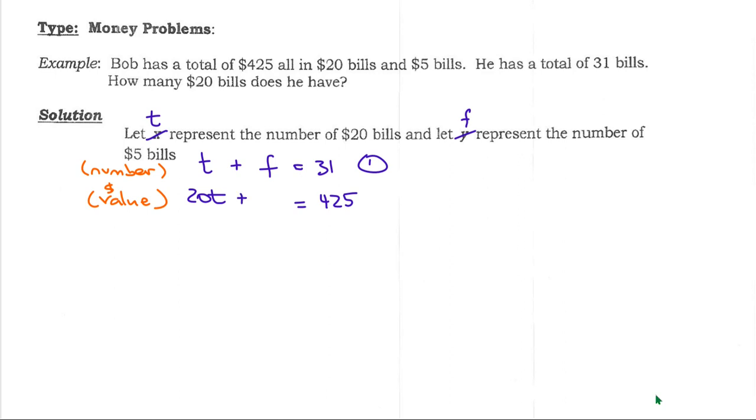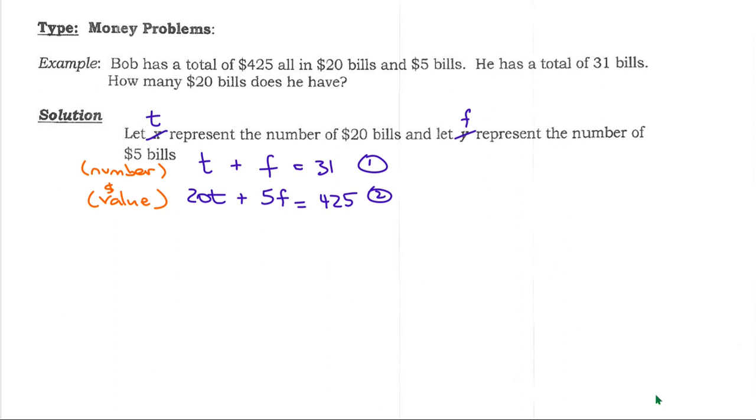If he has F $5 bills, each one is worth $5. So altogether, F $5 bills is worth 5F dollars. And that's our equation 2. So one has the number of bills and the other one is the dollar value.